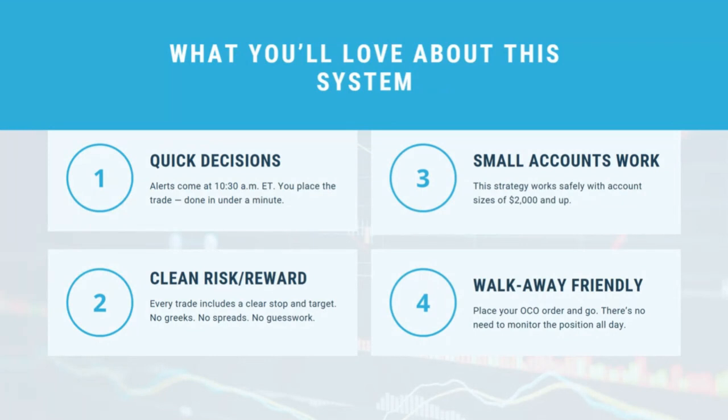Now, here are four things that I think you're going to like about the system, and some of these we've already gone over. But number one, the alerts come in at 10:30 a.m. Eastern Time. You market order into the alert, so you don't have to worry about limit ordering and whether your order is going to fill. You just market order in right away. You set an OCO order, your take profit, your stop loss. Whichever one fills first, the other one cancels. That's what OCO is, and that's it.